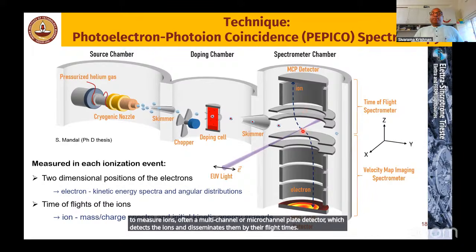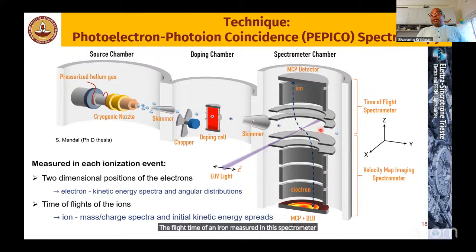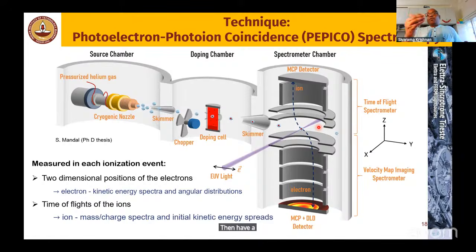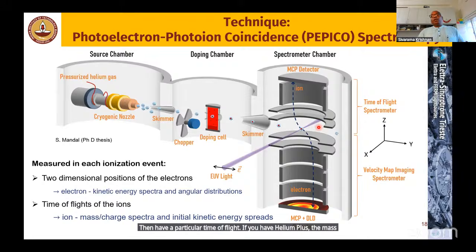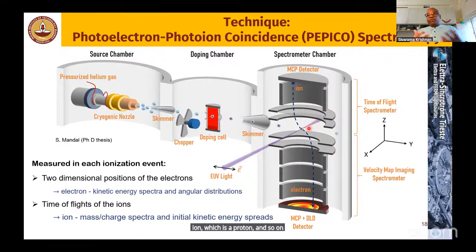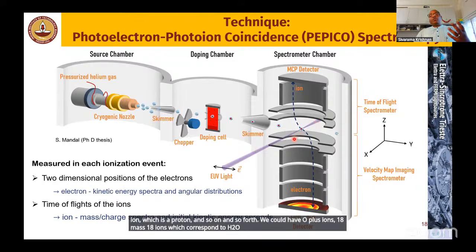The flight time of an ion measured in this spectrometer is proportional to the square root of the mass by charge of the ion. So if it is a proton, H+, you have a particular time of flight. If you have helium plus, the mass of a helium ion is 4 atomic units and its charge is 1. Therefore, the flight time of a helium ion would be twice that of a hydrogen ion, which is a proton, and so on. We could have O+ ions, or mass 18 ions, which correspond to H2O+ ions, since H2O is also present in the residual gas in this chamber, and so on.